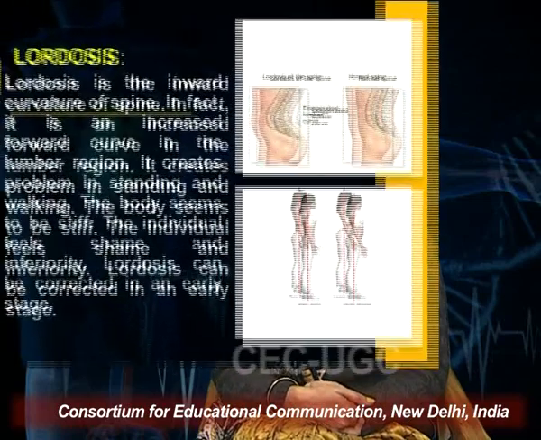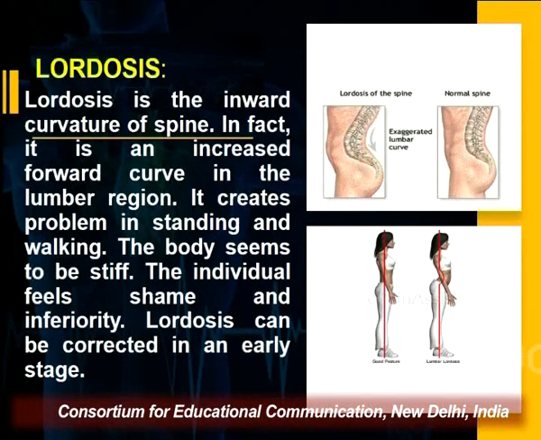Now let's start with lordosis. Lordosis is a deformity of your back, an inward curvature of the spine. In fact, it is an increased forward curve in the lumbar region. It creates problems in standing and walking. The body seems to be stiff. The individual feels shame and inferiority. Lordosis can be corrected in an early stage.